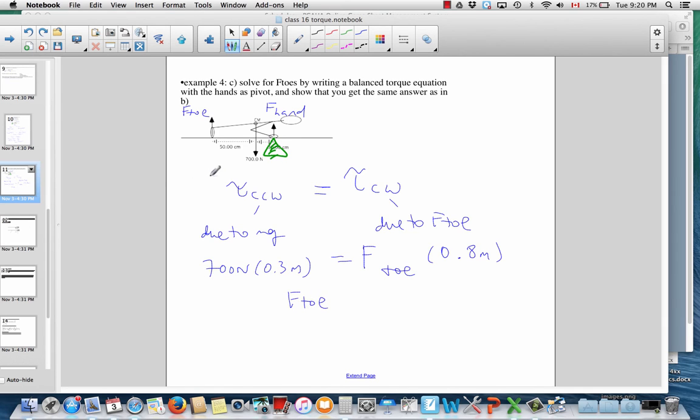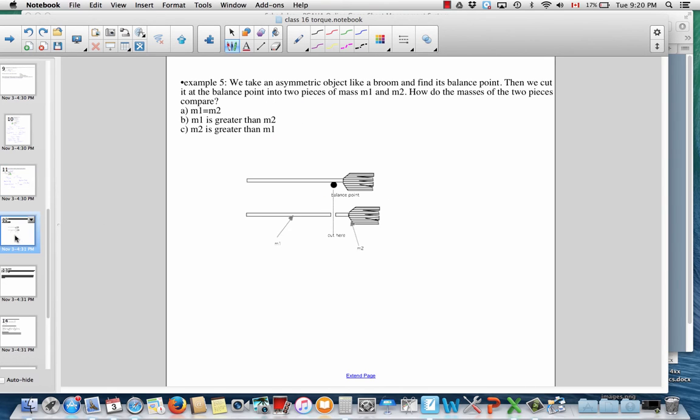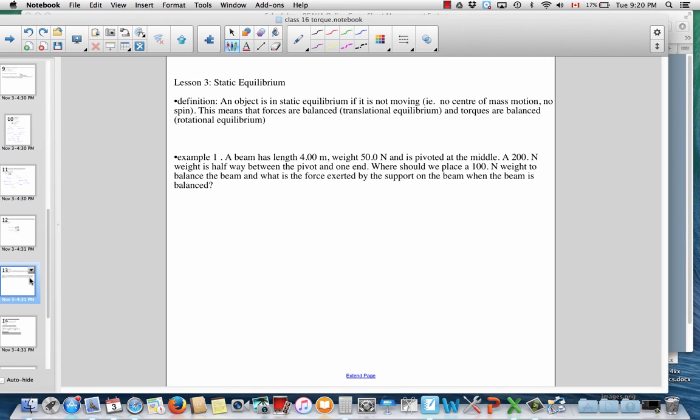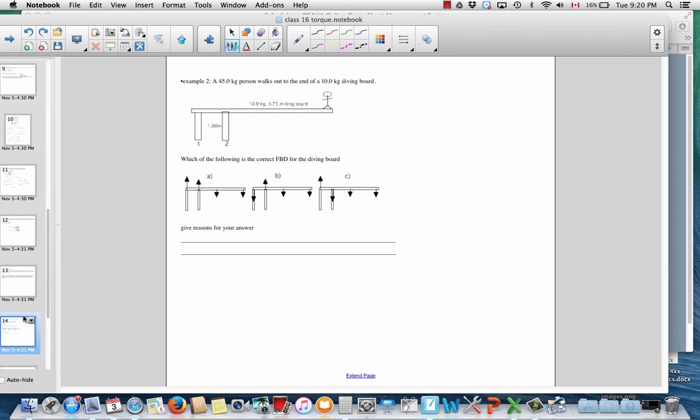So this shows a couple of things. It shows that the pivot point can be anywhere, and it shows that we could have solved the problem using two torque equations instead of a torque and a force equation. So here's a problem we'll work on in class, and here's one for you to try now.